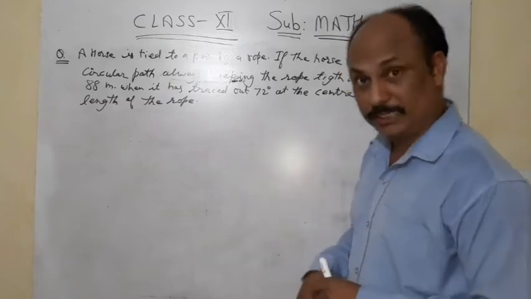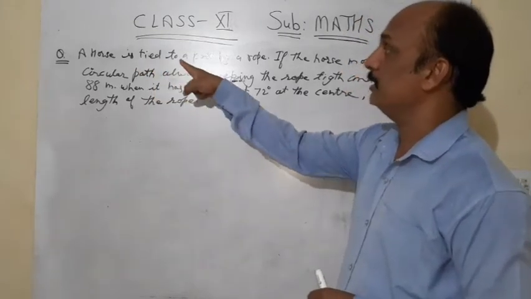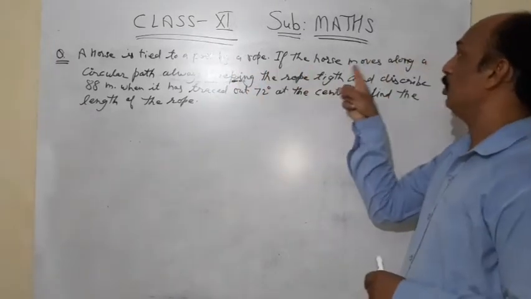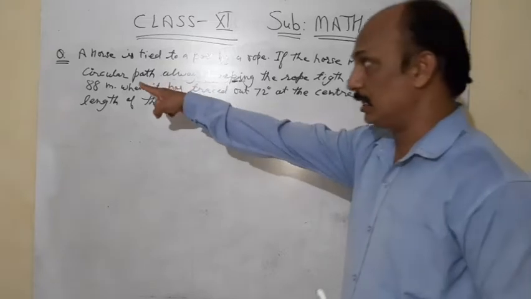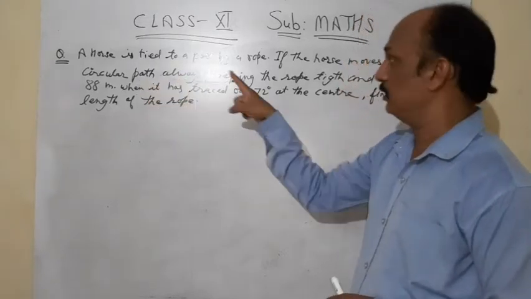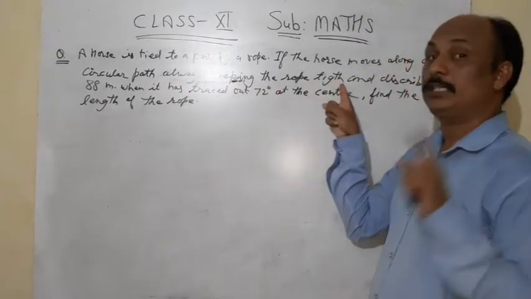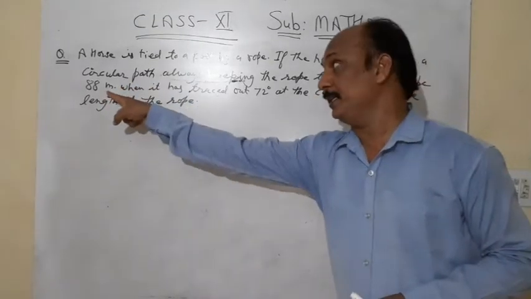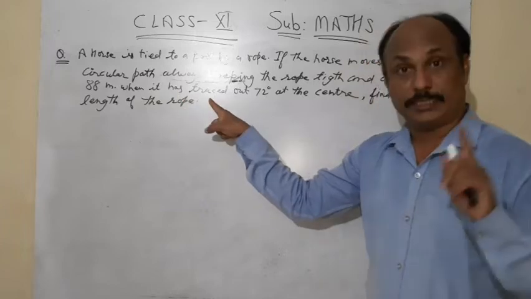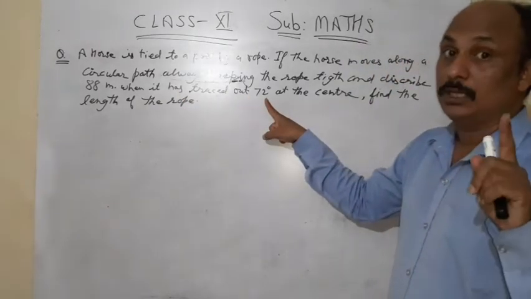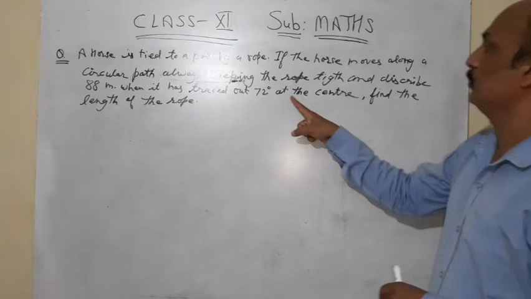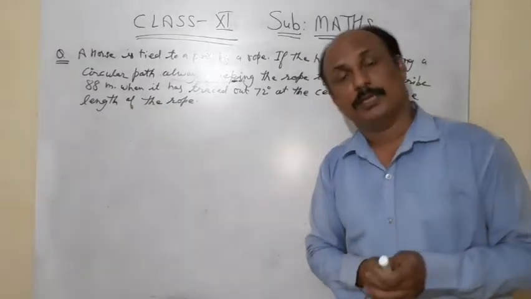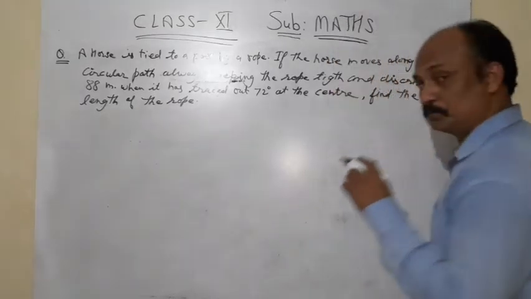The question is, a horse is tied to a post by a rope. If the horse moves along a circular path, always keeping the rope tight, and describes 88 meter when it has traced out a 72-degree angle at the center, find the length of the rope. Beta, we have a simple question.